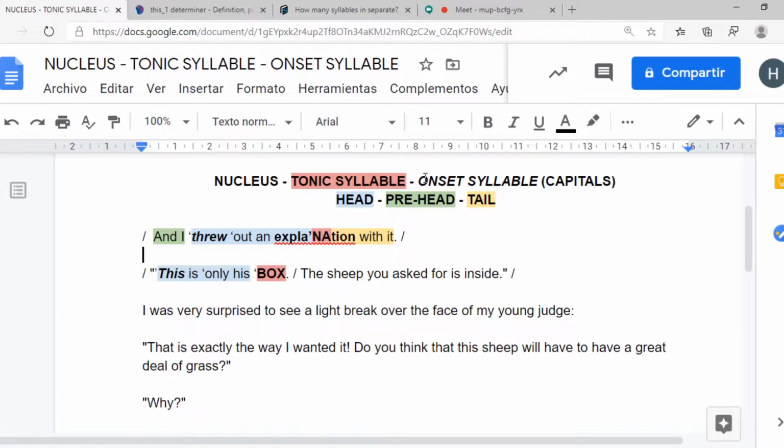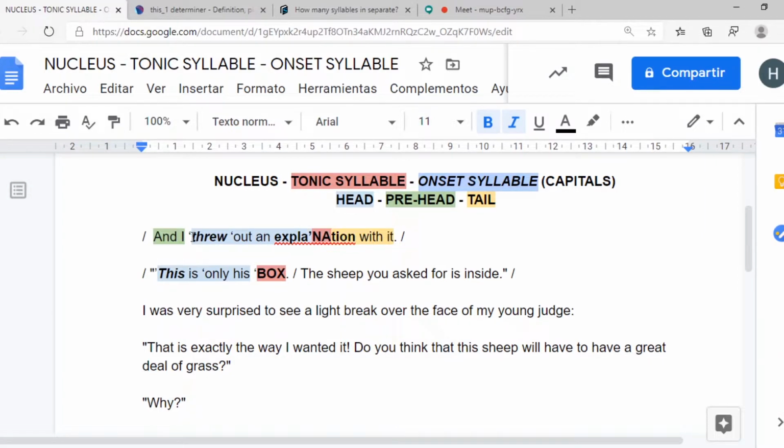First, let's take the tonic syllable. In this case, you have the tonic syllable. You have 1, 2, 3 stressed syllables. The stressed syllable within the nucleus is your tonic syllable, and the other ones can be the previous ones. One of them can be the onset syllable, the one that starts the prominence within your utterance.